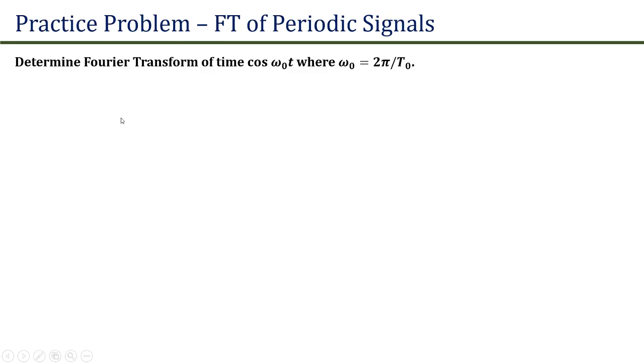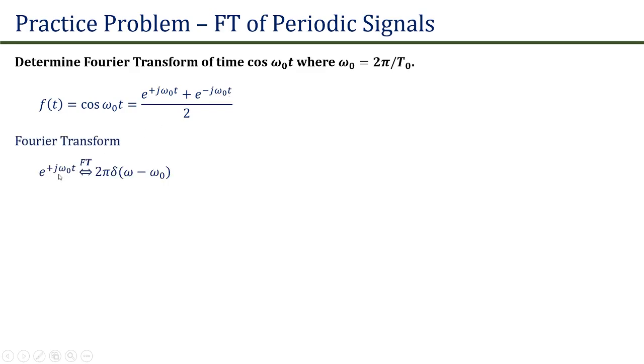Now let us consider one practice problem to determine the Fourier transform of a periodical signal cos of omega naught t, where omega naught is the angular frequency given as 2 pi upon the time period of the signal. The function cos of omega naught t can be written as e raised to power plus j omega naught t plus e raised to power minus j omega naught t upon 2. Since the Fourier transform of e raised to power plus j omega naught t is equal to 2 pi into delta function of omega minus omega naught, and the Fourier transform of e raised to power minus j omega naught t is given as 2 pi into delta function of omega plus omega naught.